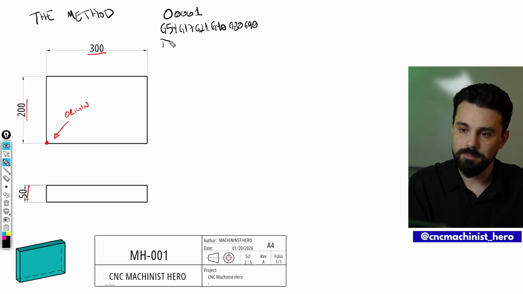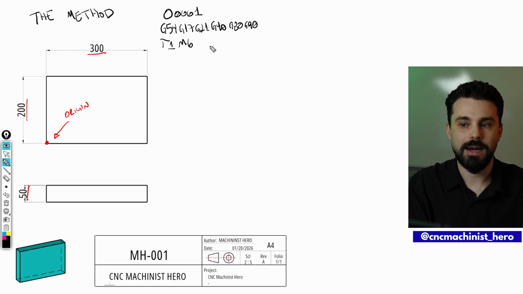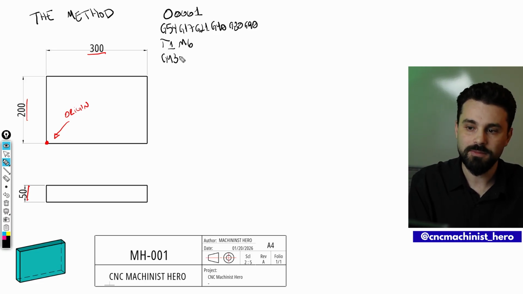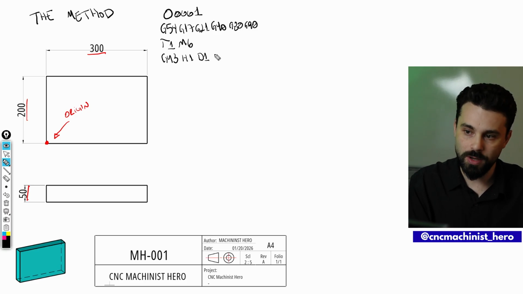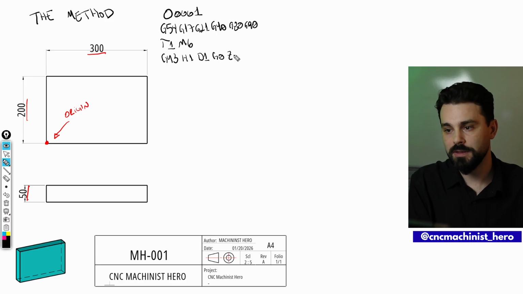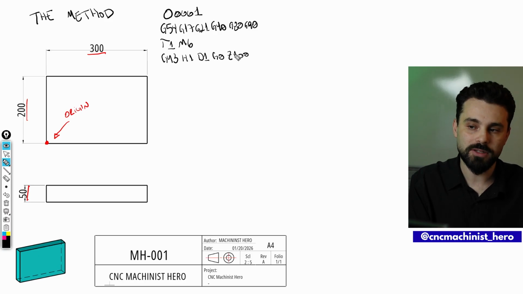Choose tool number 1. So T stands for tool. So it's T1. M6 is for automatic tool change. G43 is our tool height compensation. So I'm going to use height number 1 because I'm using tool number 1. D1 for diameter number 1. G0 is for high speed. Z100. So I want to move my tool 100 millimeters above my part.